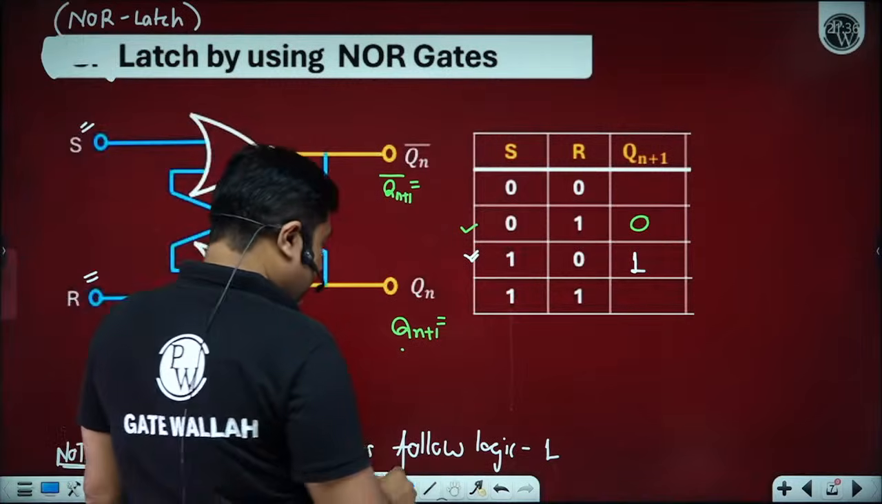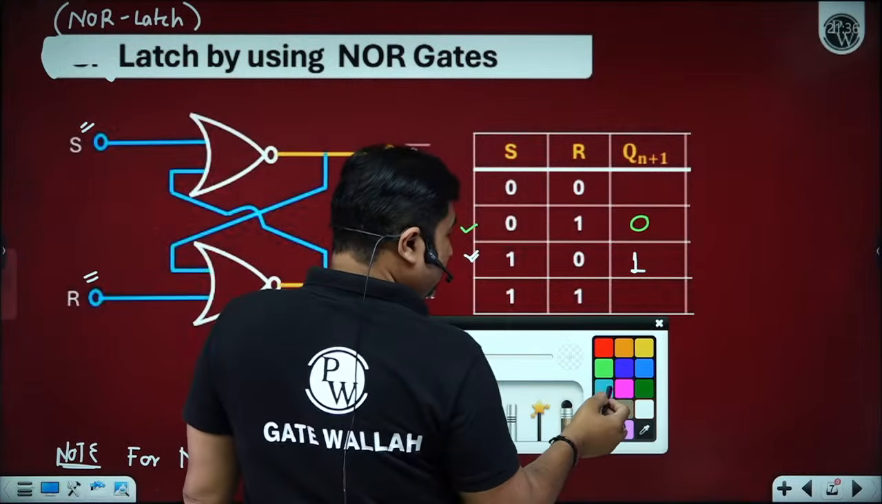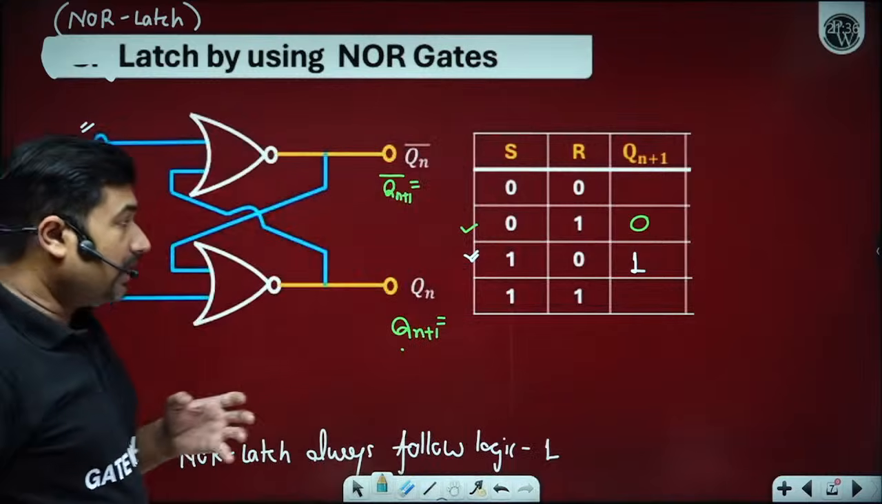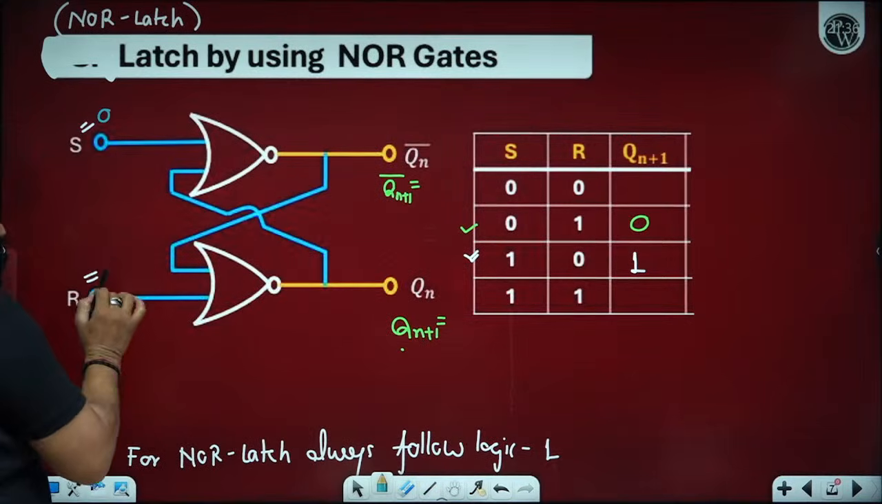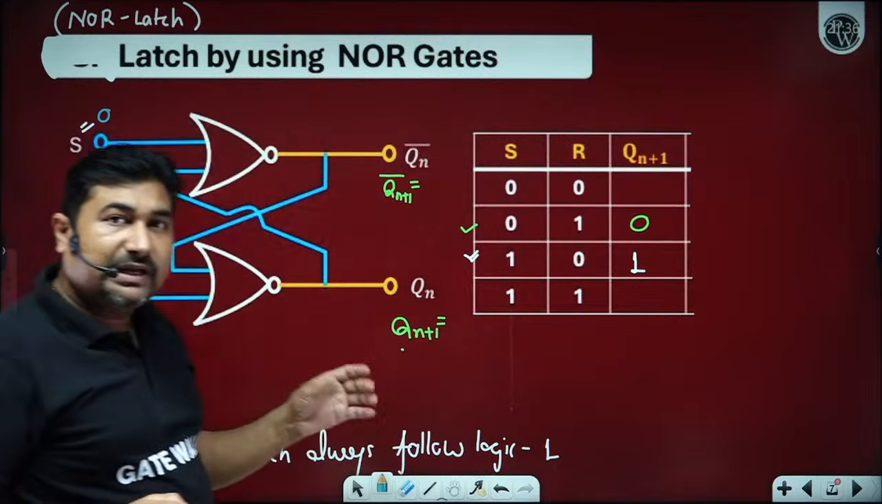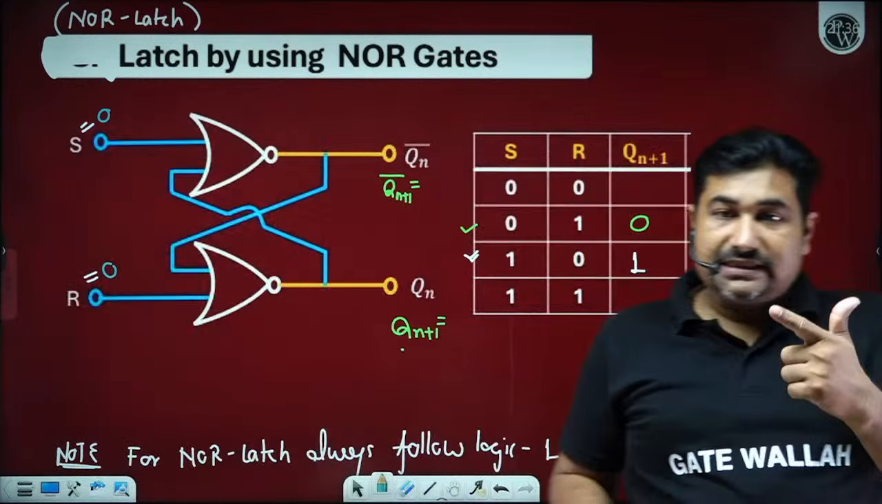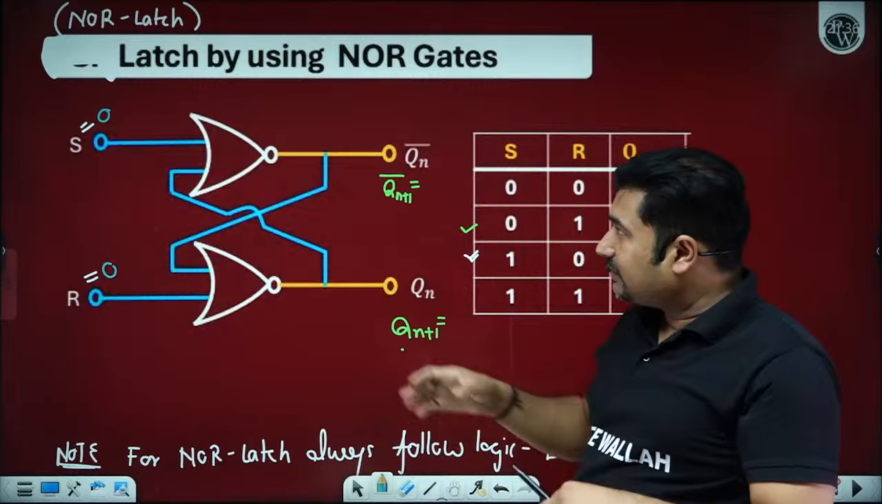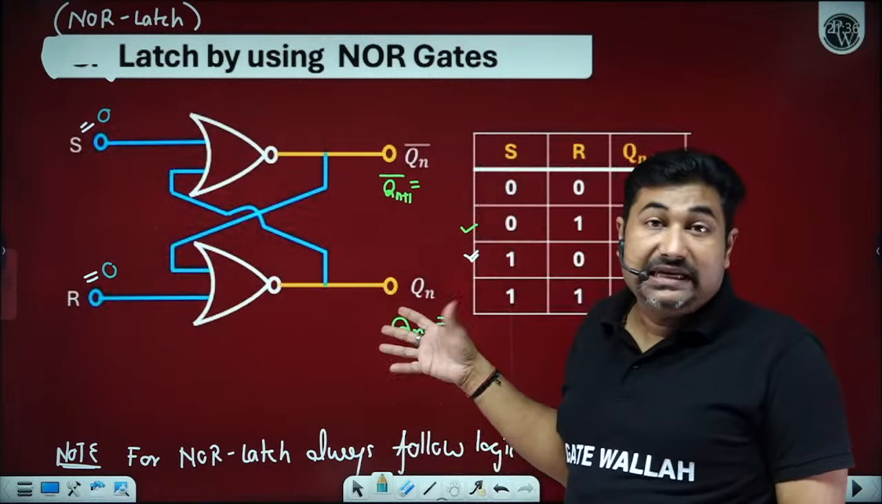If S equals 0 and R equals 0, please observe. For S equals 0 and R equals 0, both the latches will become enabled.